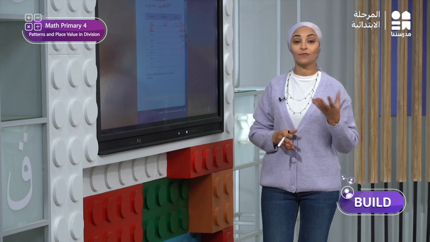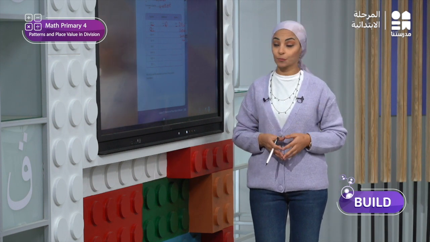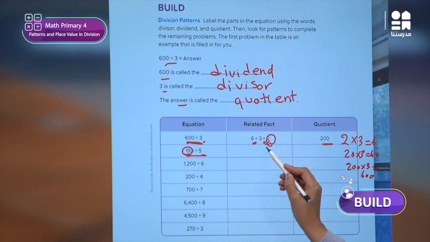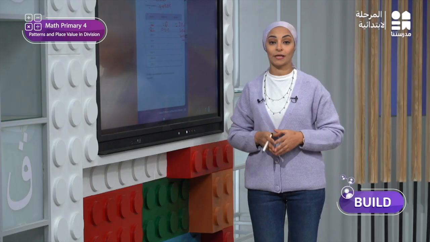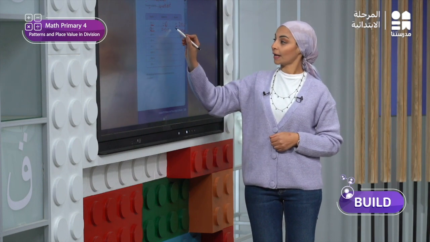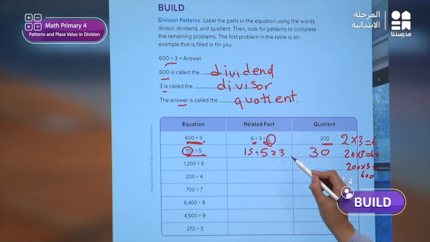And that's because 5 times 3 gives me 15. Okay? So, 15 divided by 5 equals 3. The pattern here is to add the 0 in the answer. يبقى my answer is 30. I put the 3 and add the 0. Let's move to problem number 3.